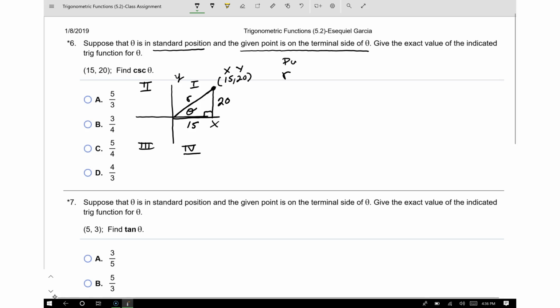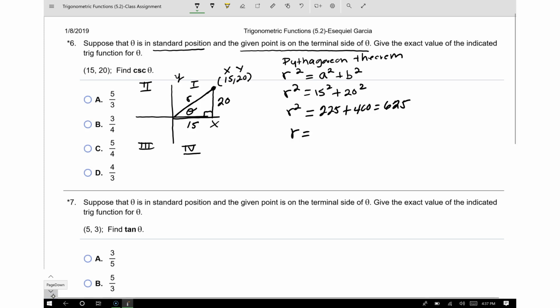So we're going to use the Pythagorean theorem. So we have r squared is equal to a squared plus b squared. And we know that r squared is equal to 15 squared plus 20 squared. So r squared is equal to 625. So r is equal to the square root of 625, and the square root of 625 will be 25.